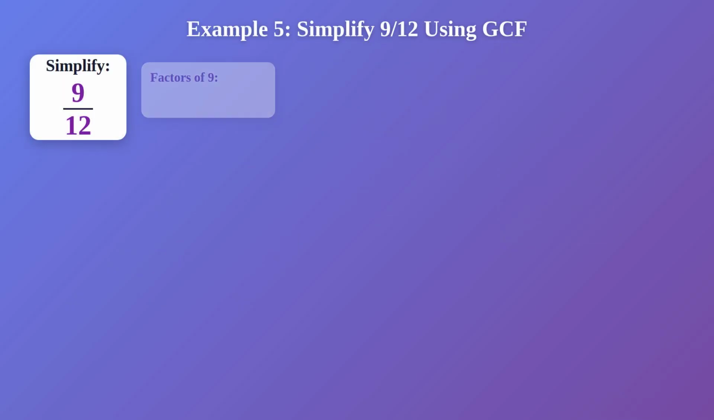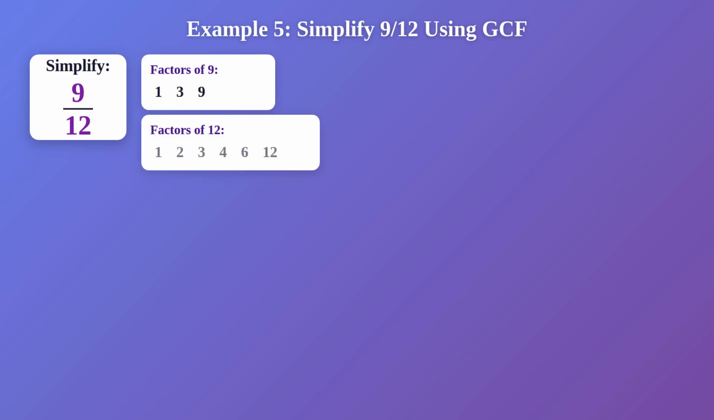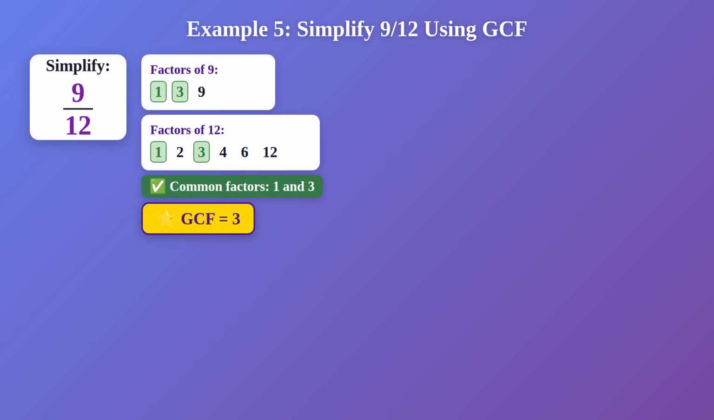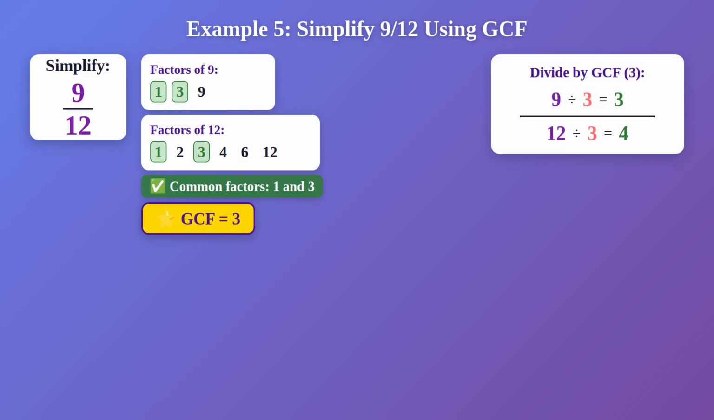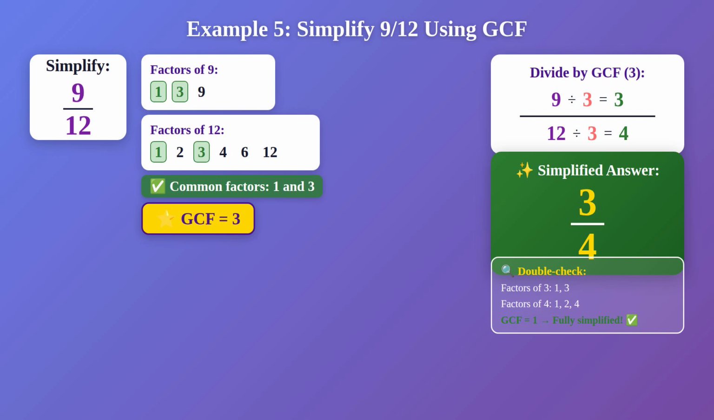One more practice problem. Simplify 9 over 12. Factors of 9 are 1, 3, and 9. Factors of 12 are 1, 2, 3, 4, 6, and 12. Common factors are 1 and 3. The greatest common factor is 3. So divide. 9 divided by 3 equals 3, and 12 divided by 3 equals 4. So 9 over 12 simplifies to 3 over 4.